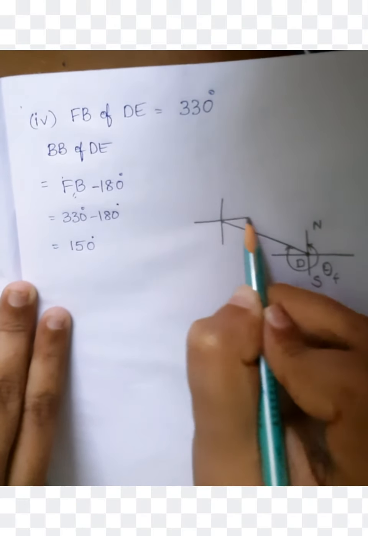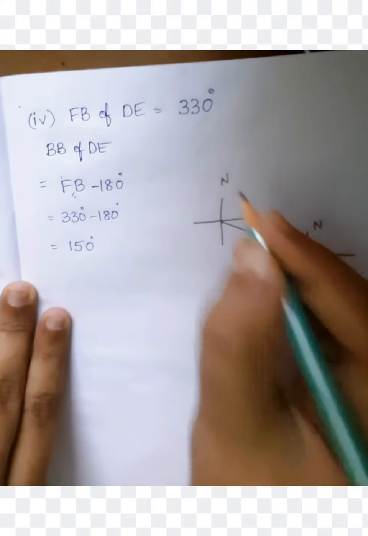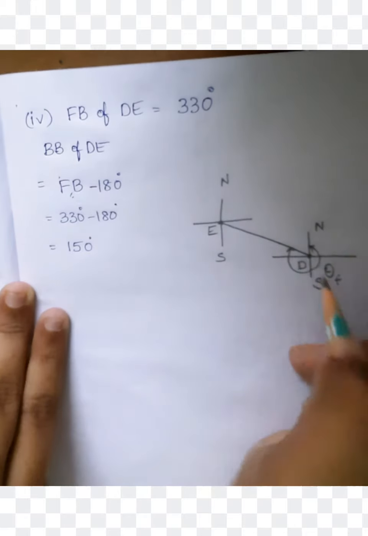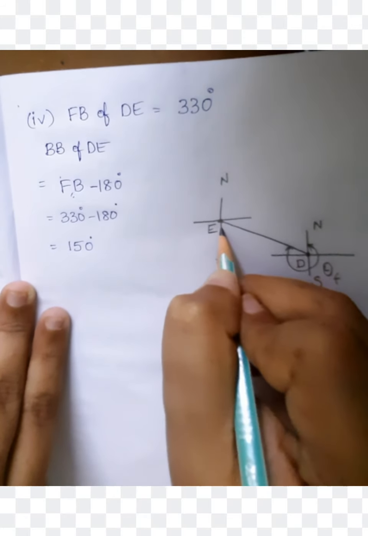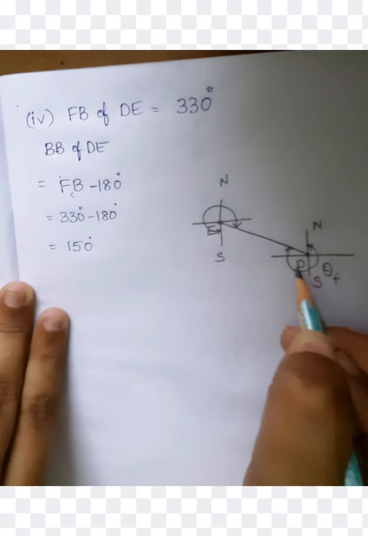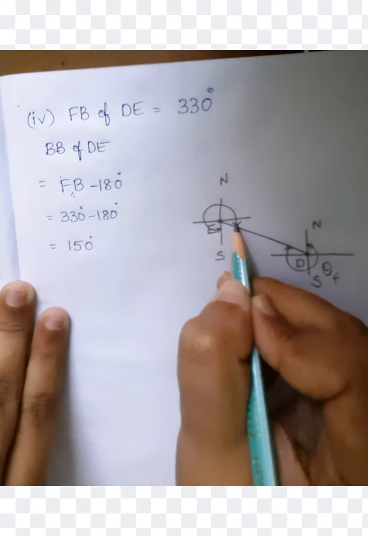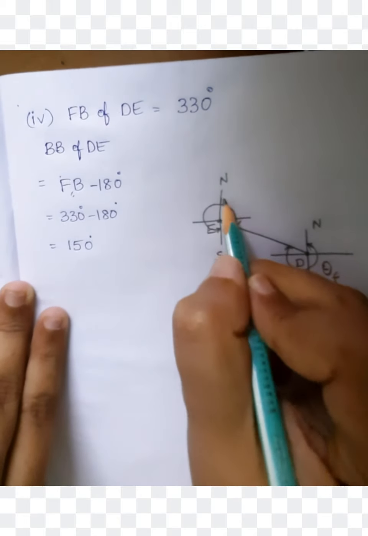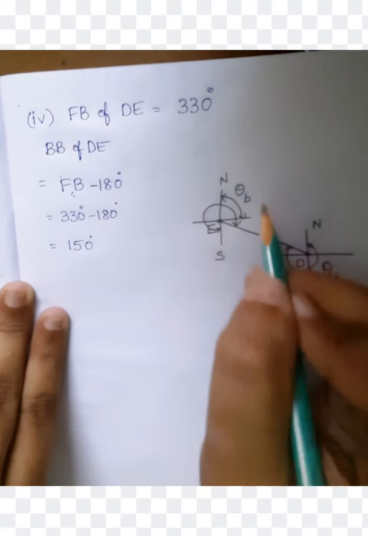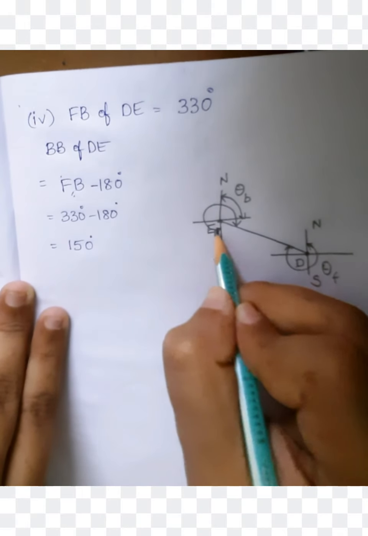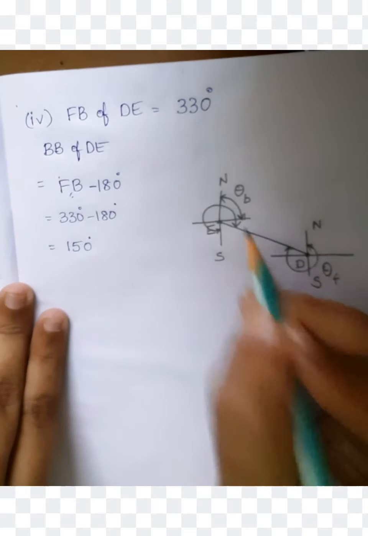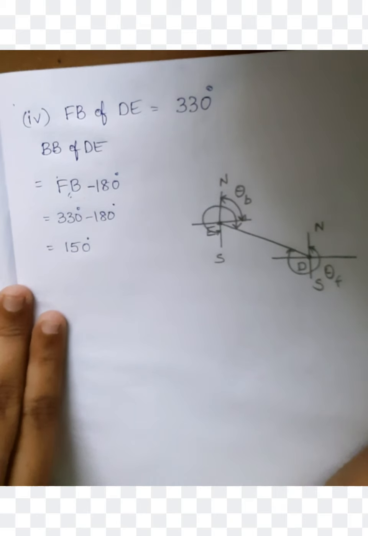Coming to here, north, south, this is your E. This angle from north will be equal to this angle from south, which means this is 330 degrees and from south this angle also will be 330 degrees. But coming to the back bearing, that will be calculated from north. So this is my theta B. How will I get this? This is 330 minus 180. So these are the different cases of fore bearing and back bearing calculation.